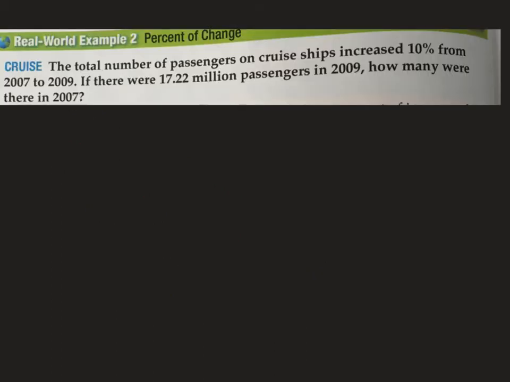All right, our last question is a word problem. And I copied it straight from the book, so you can go back and look. It's on page 120. So they're telling us that the percent of change is 10%. They're telling us that 17.22 million were in 2009. They want us to go back and find the original number. How many people were there originally?